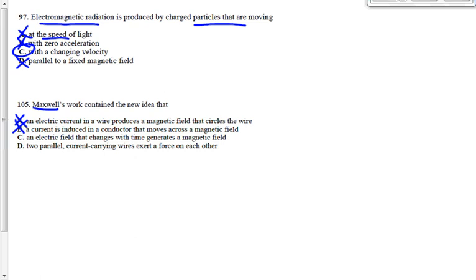But it doesn't work for Maxwell. C, an electric current that changes with time generates a magnetic field. That sound right? C works. What is electromagnetic radiation? What's it caused by? A changing electric field makes a changing magnetic field. A changing magnetic field makes a changing electric field, and so on. C works. Two parallel current carrying wires exert a force on each other. They do, but it has nothing to do with electromagnetic radiation. So the answer for that one is C as well.